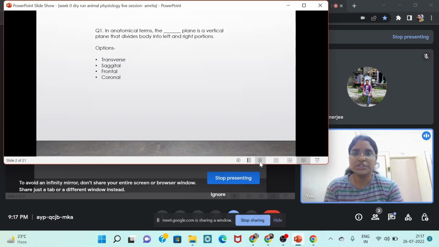So the first question is, in anatomical terms, the dash plane is a vertical plane that divides body into left and right portions. And the options are transverse, sagittal, frontal, and coronal. So your time starts now.